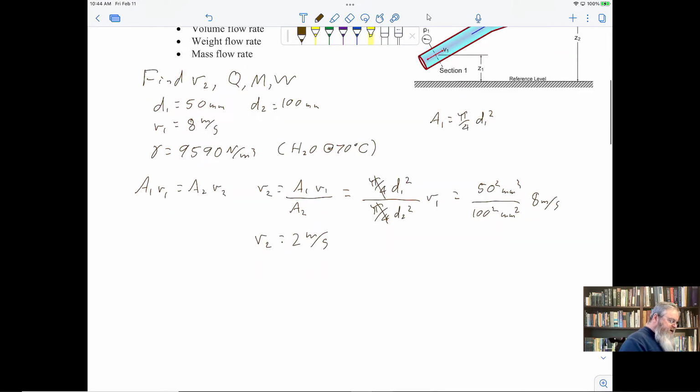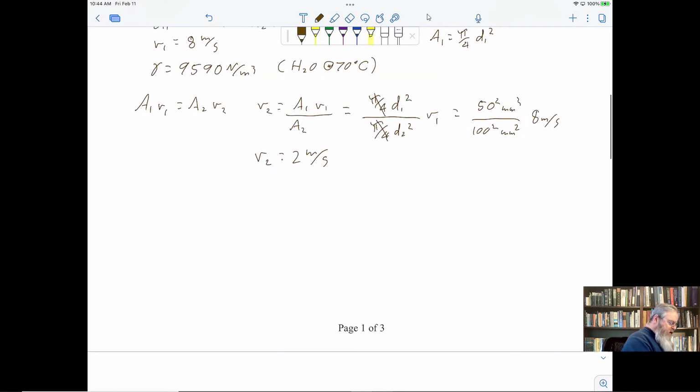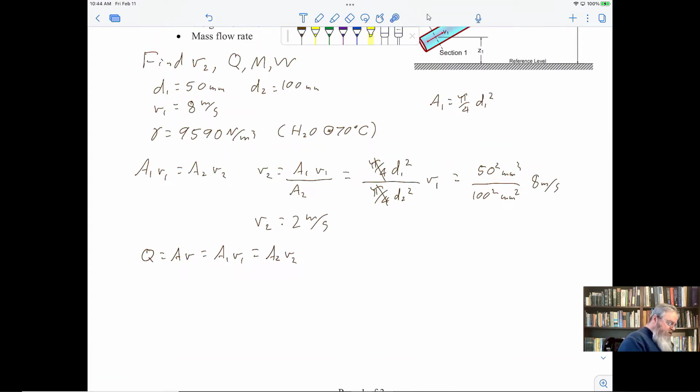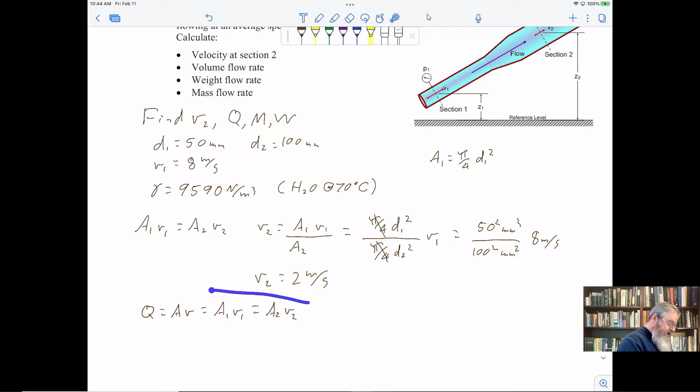We wanted to find out Q, W, and M. Well, the equation says that Q equals AV. Which A? Which V? Well, you could say A1, V1, that would be okay, or you could use A2, V2, whichever. Either one would be perfectly fine. All things being equal, do I want to evaluate this expression or this expression? Of course, they should give you the same thing because they're equal.